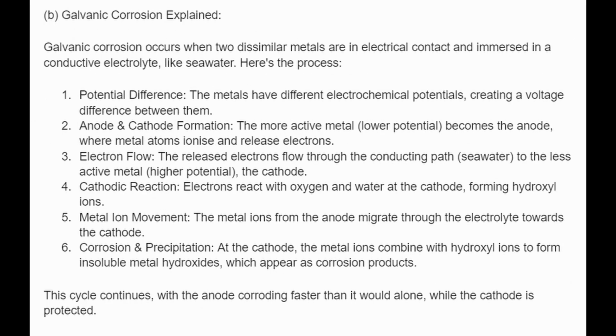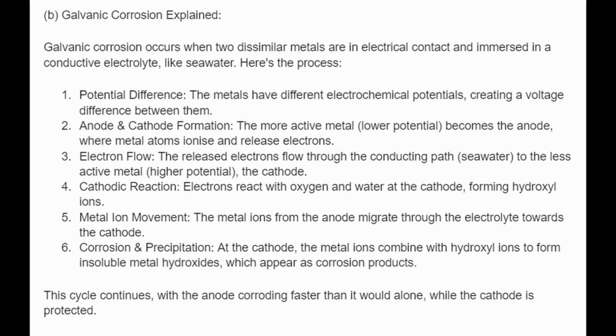B. Galvanic corrosion explained. Galvanic corrosion occurs when two dissimilar metals are in electrical contact and immersed in a conductive electrolyte like seawater. Here is the process. 1. Potential difference. The metals have different electrochemical potentials, creating a voltage difference between them.